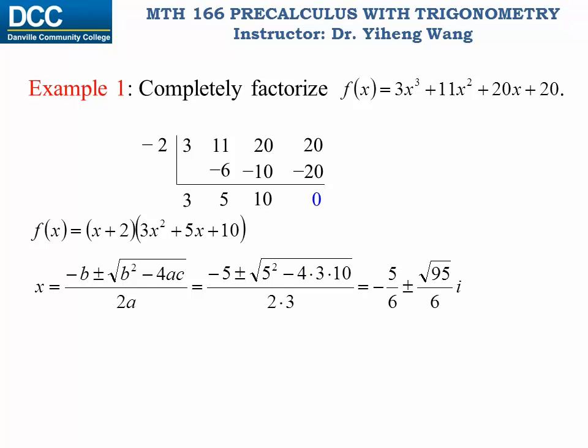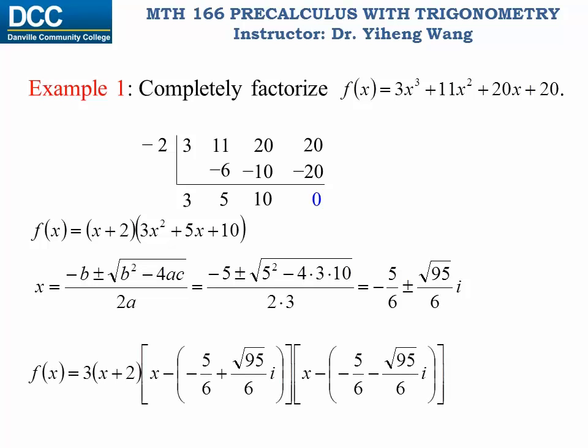But still, they are zeros to this function, and they correspond to the linear factors x minus x1 and x minus x2. And now, this third-degree polynomial function is completely factorized into the product of exactly 3 linear factors. Again, the number of linear factors is 3, which corresponds with the degree of this function. And that completes this problem.